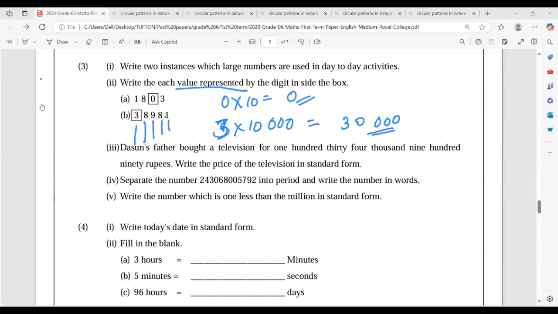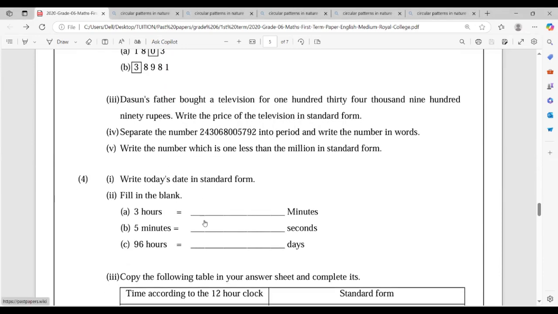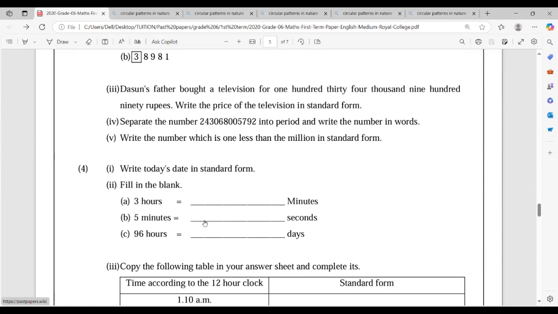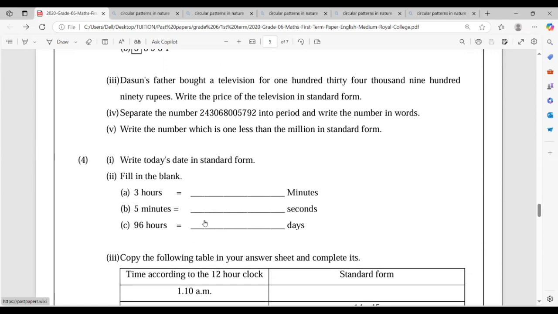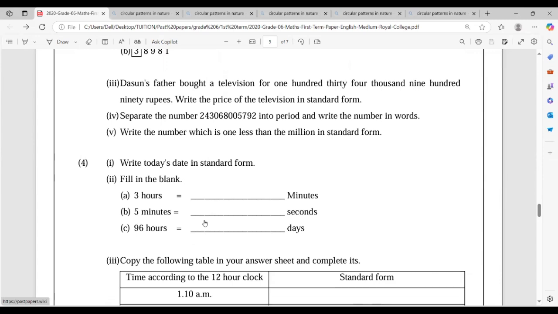And then let's go with the third part. Dona's father bought a television for 134,990 rupees. Write the price of the television in standard form. In standard form, first see how many millions there are. I have taught you to write this kind of thing. If you are asked, you can use this method.